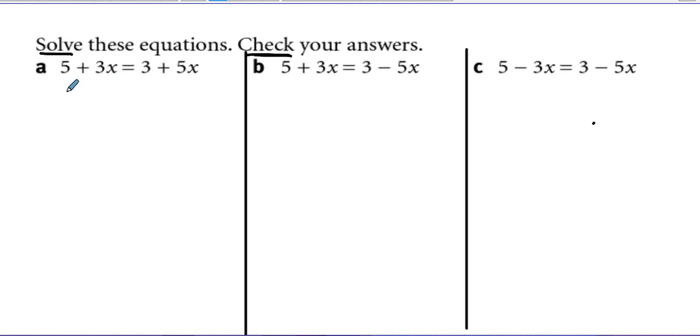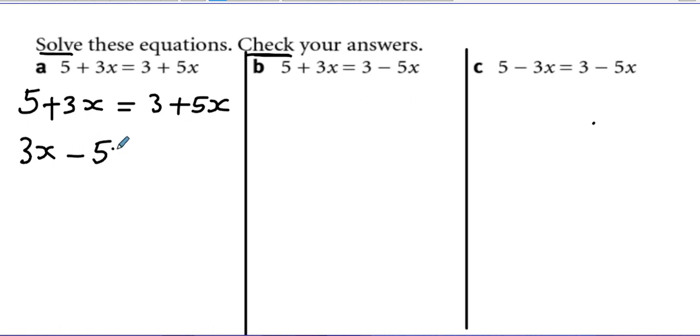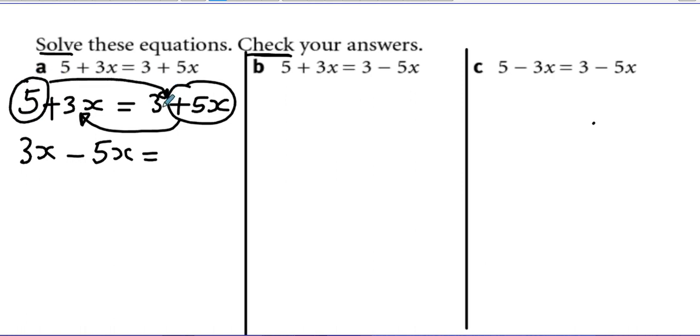This is 5 plus 3x equals 3 plus 5x. So here, collect like terms. I prefer taking those terms with the letter x to the left hand side. So this will be 3x minus 5x, because positive 5x will be shifted to the left hand side, and then this positive 5 will be shifted to the right hand side. So that will be 3 minus 5.